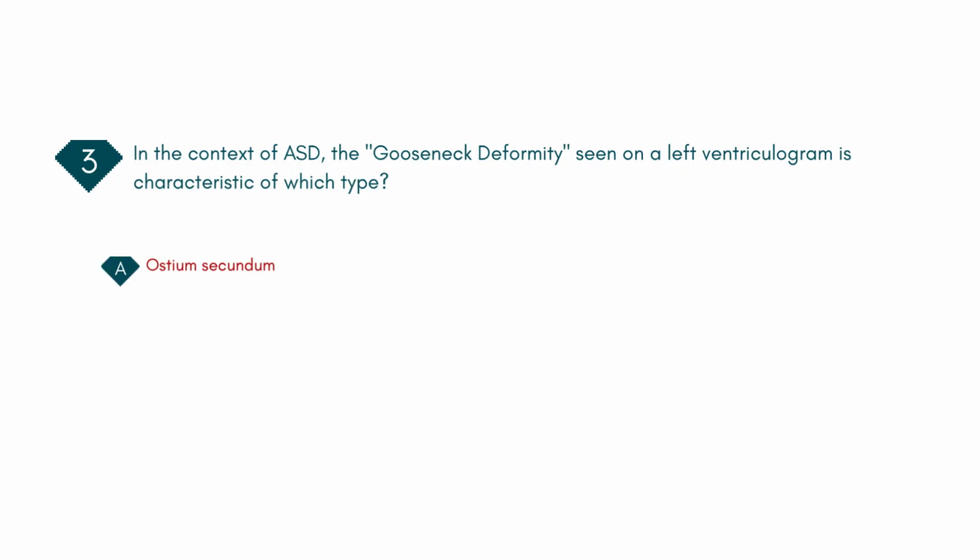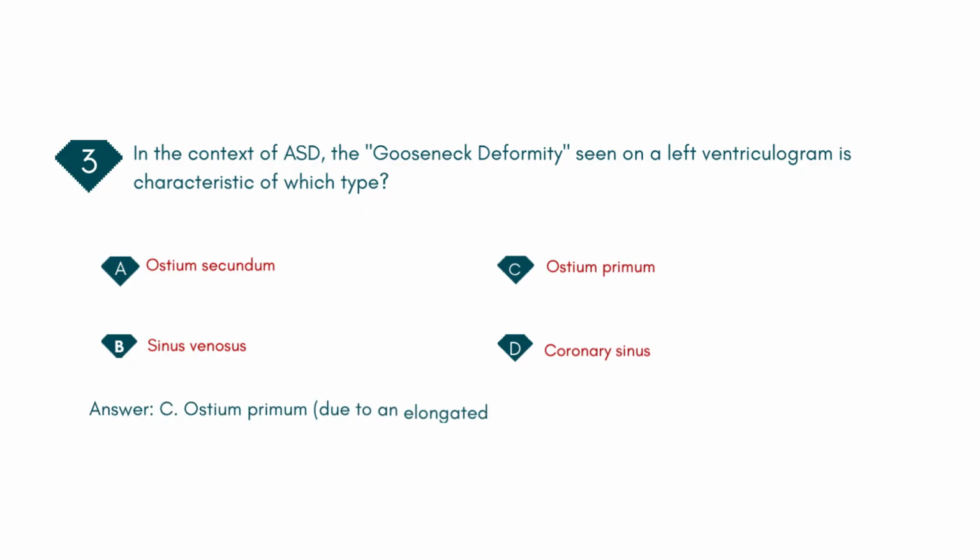In the context of ASD, the gooseneck deformity seen on a left ventriculogram is characteristic of which type? A. Ostium secundum. B. Sinus venosus. C. Ostium primum. D. Coronary sinus. Answer: C. Ostium primum, due to an elongated and narrowed left ventricular outflow tract.